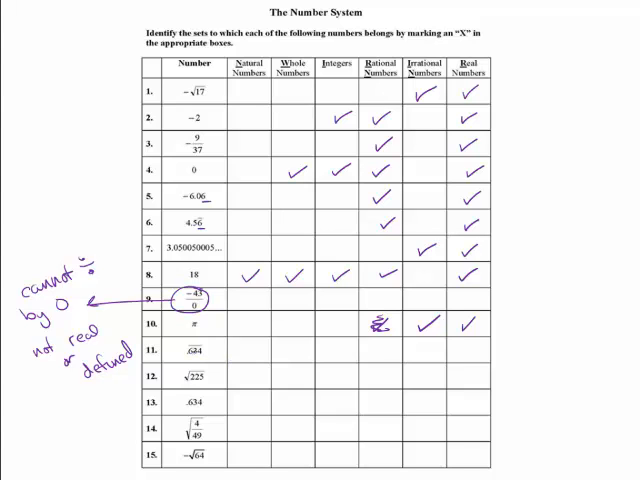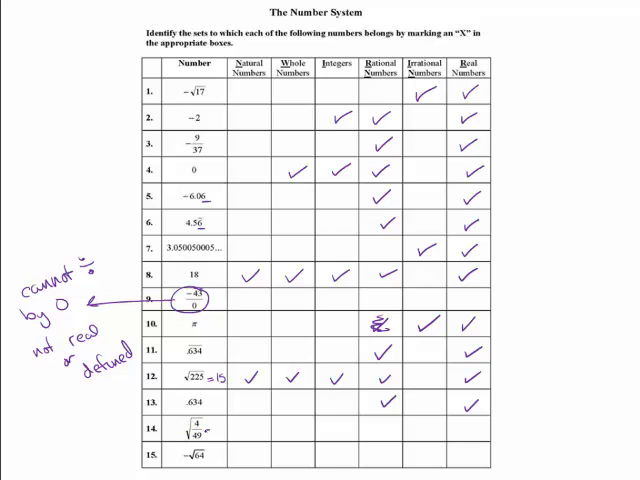Here I have 634 repeating, so it'll say 634, 634, 634, so that makes that rational and real. The square root of 225 is 15, so that's a counting number, so that's natural, whole, integer, rational, and real. 0.634 is an ending decimal, so that's rational.